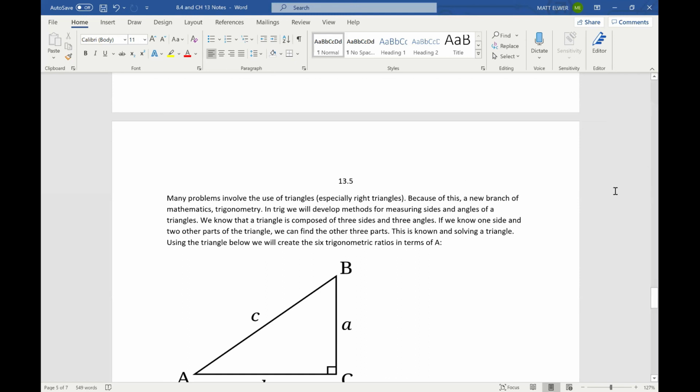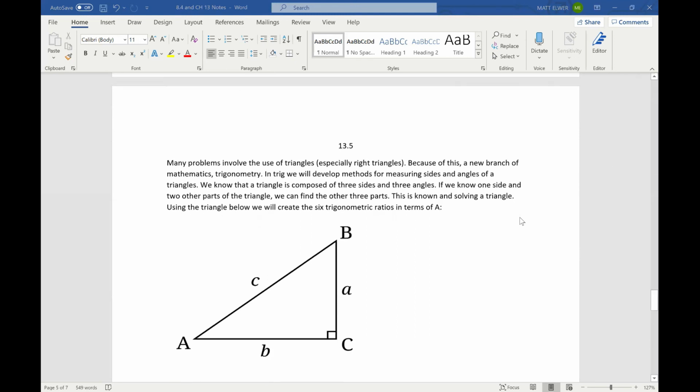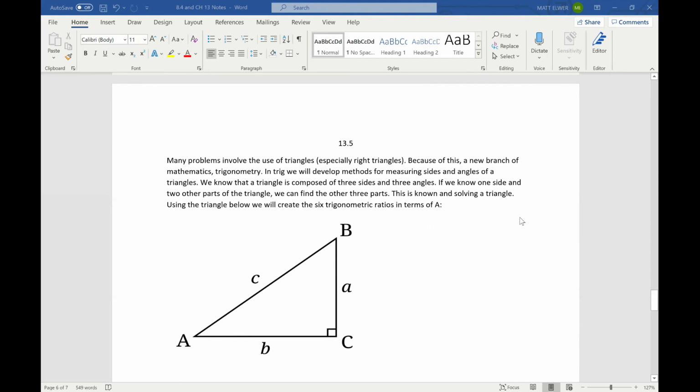Okay, so 13.5. We're going to talk about trigonometry now. Many problems involve the use of triangles, right? What we've seen before, altitude, or finding the length between obstructions. In many problems, we're going to use triangles, especially right triangles. Because of this, we use a new branch of mathematics called trigonometry. It's really useful to find lengths without necessarily knowing what some of the other sides are. We know that a triangle is composed of 3 sides and 3 angles.